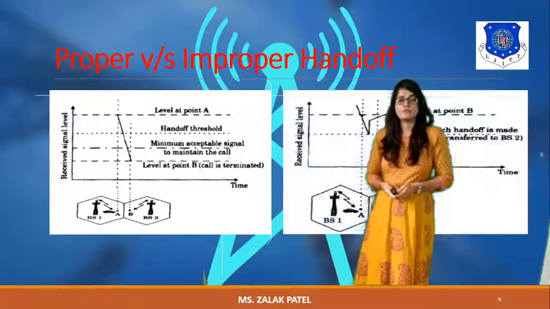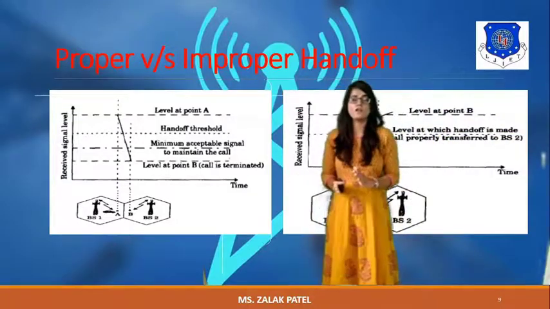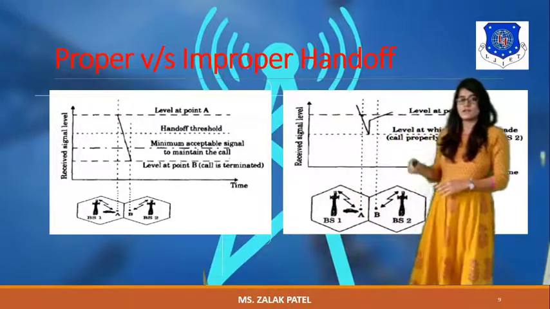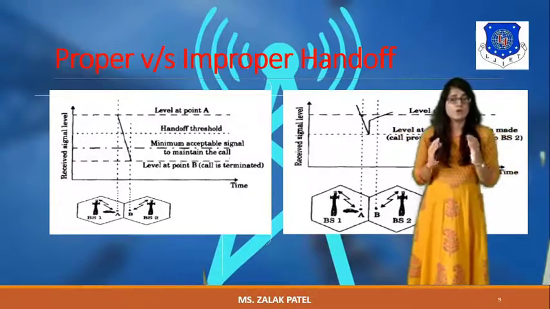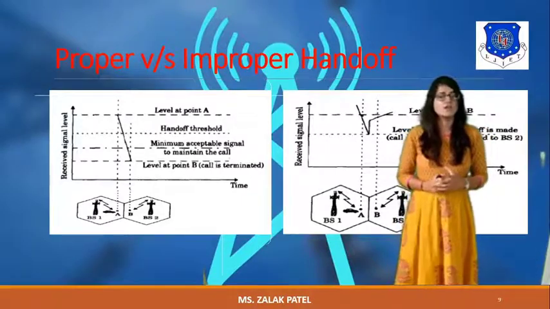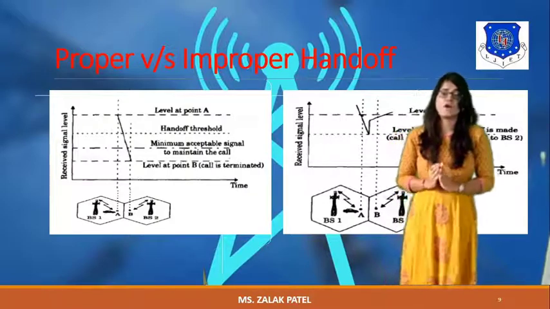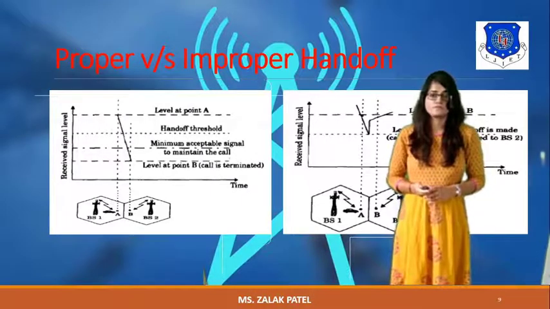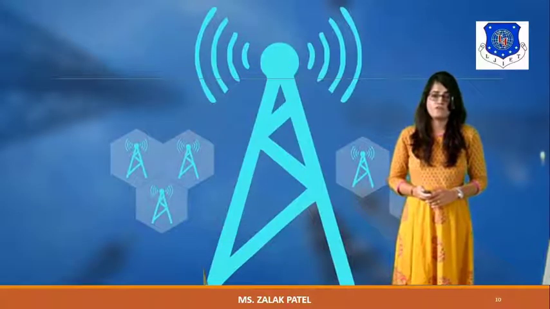Now in the case of proper handoff, you can note that all these VCs are divided like this. In this case, the handoff signal is not completely broken, or we can say it is like a make-before-break type connection. So it is always desirable that handoff should be proper compared to improper, because in that case the signal strength is not affected. So these are the two cases of improper and proper handoff.